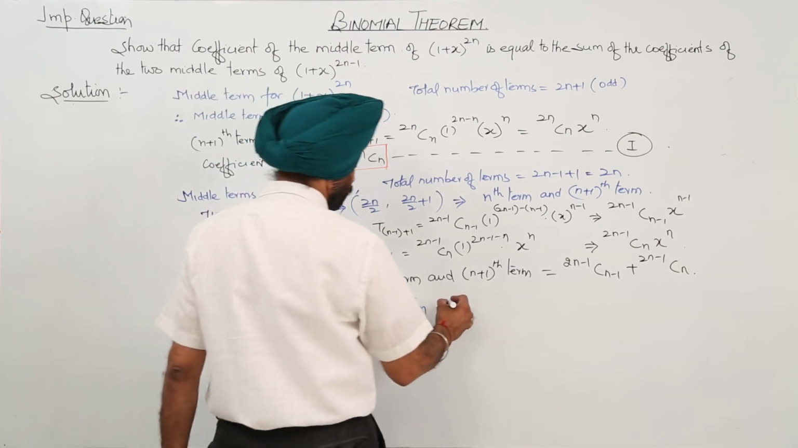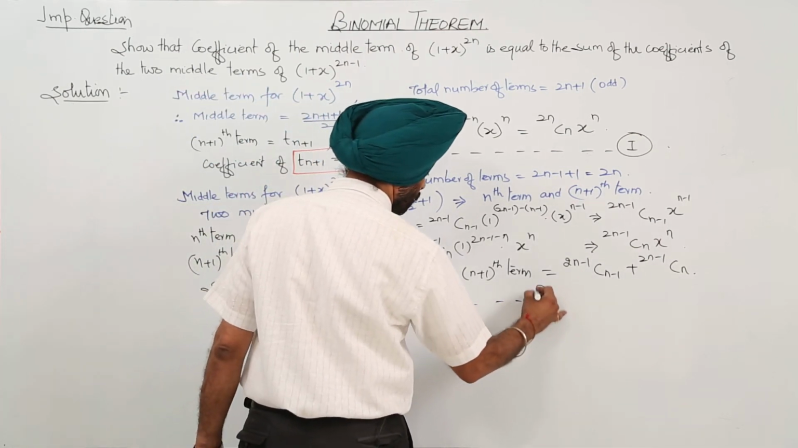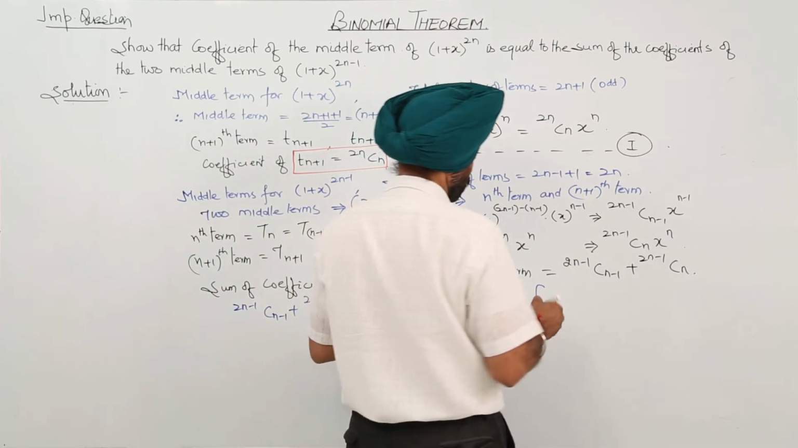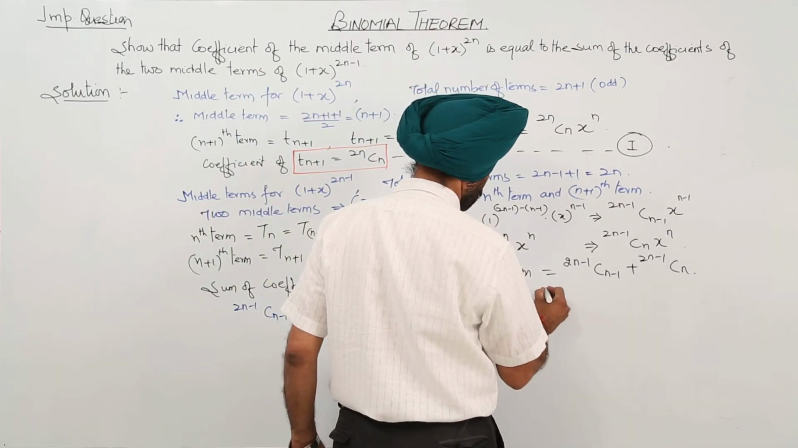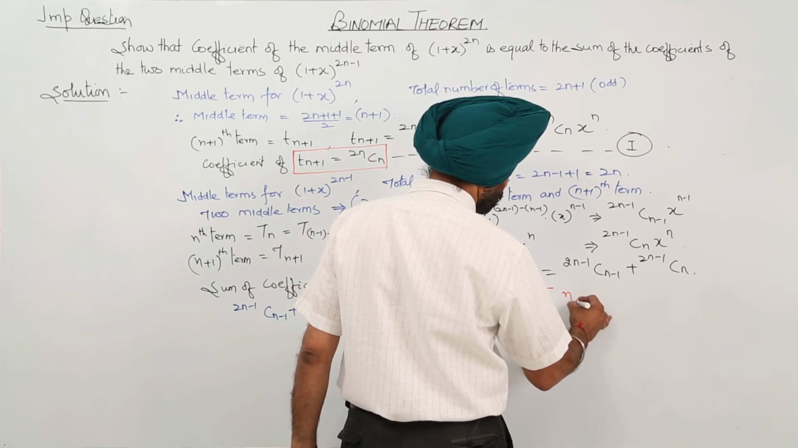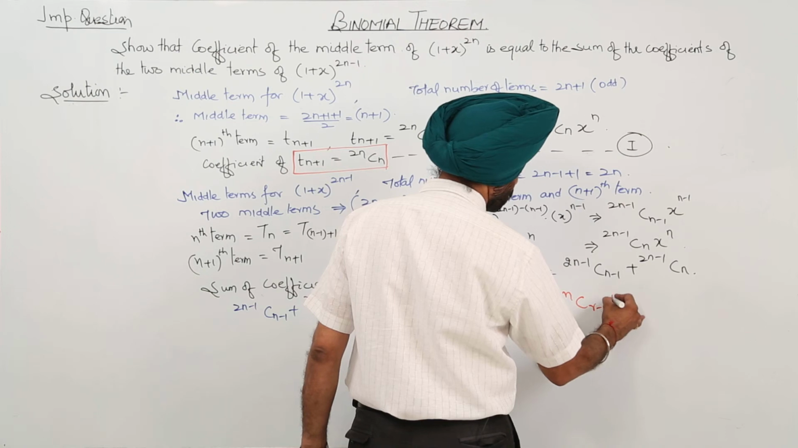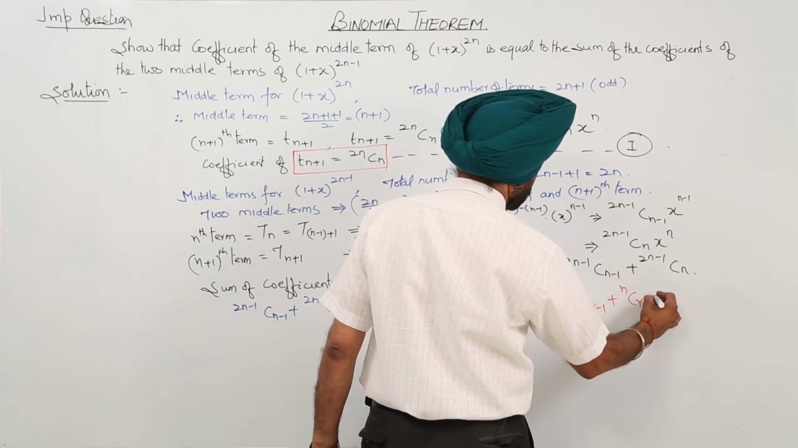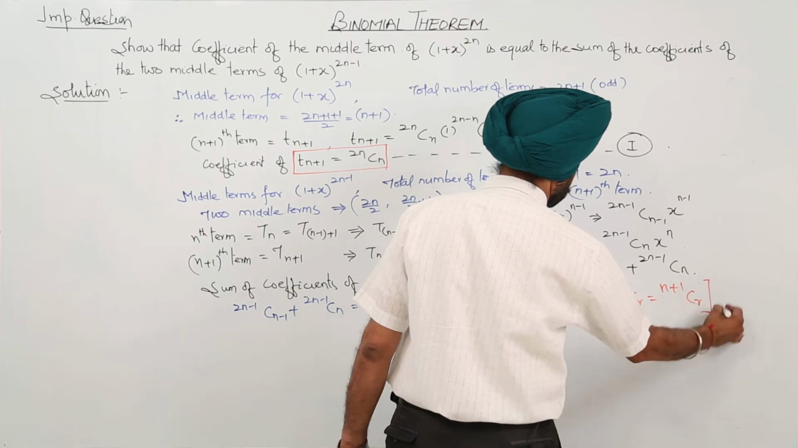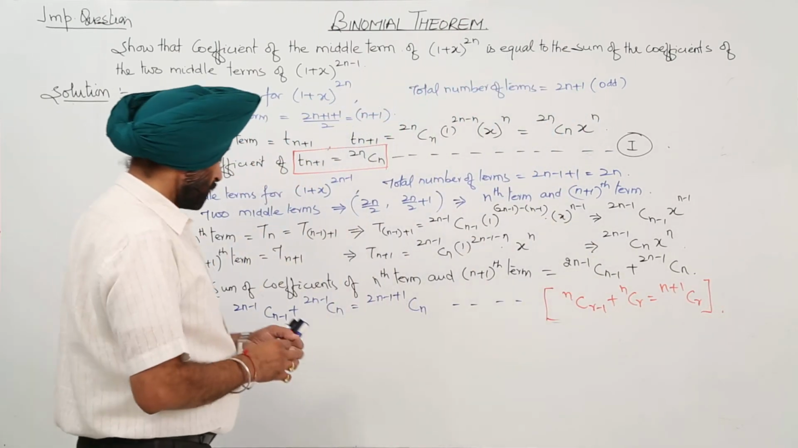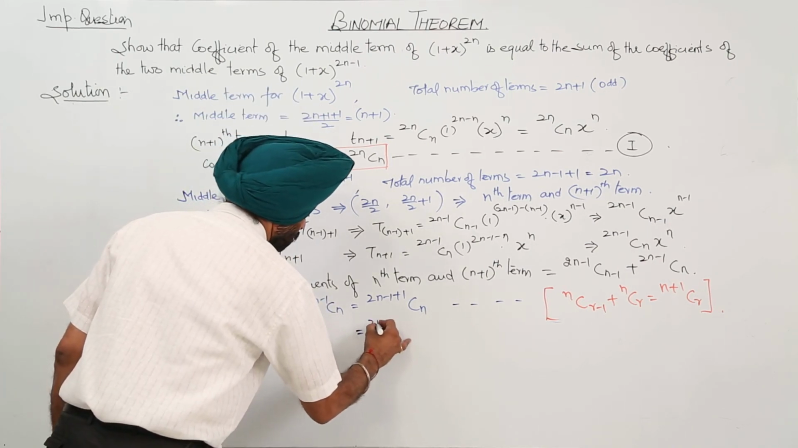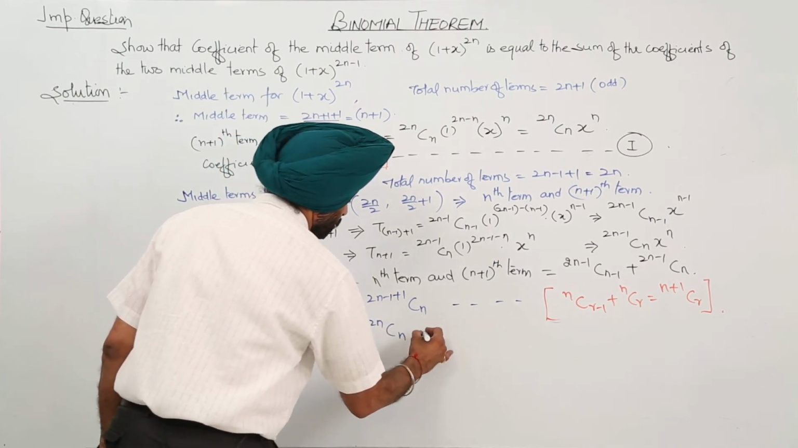Okay. We have a theorem: if we have nC(r-1) + nCr, then the result is always (n+1)Cr. Okay. So this is equal to 2nCn.